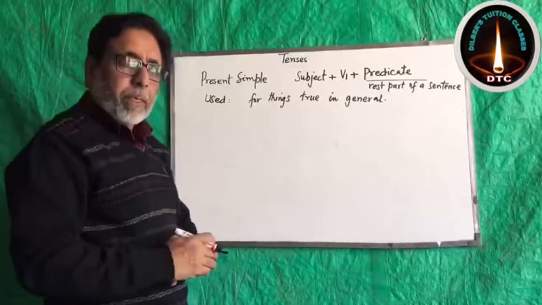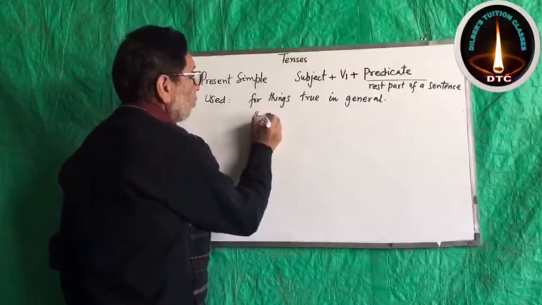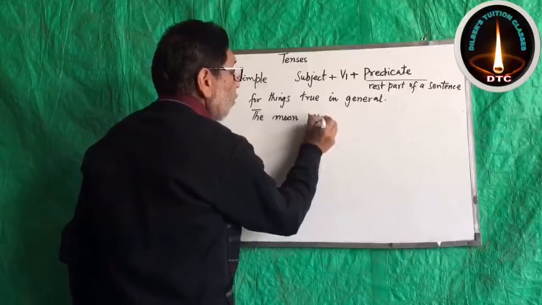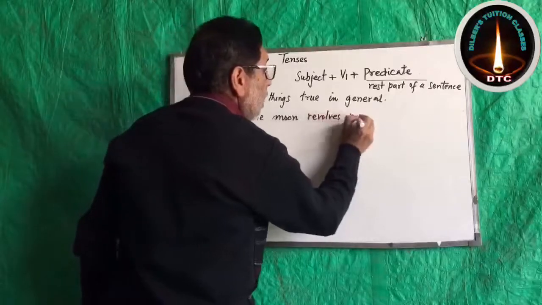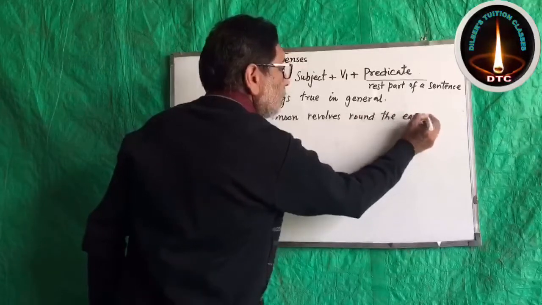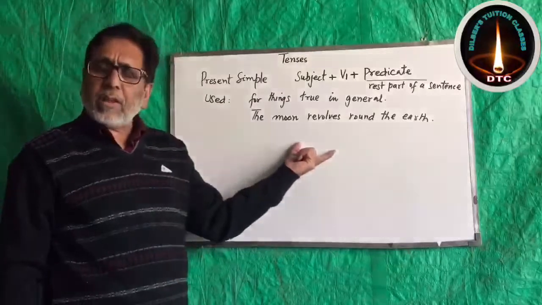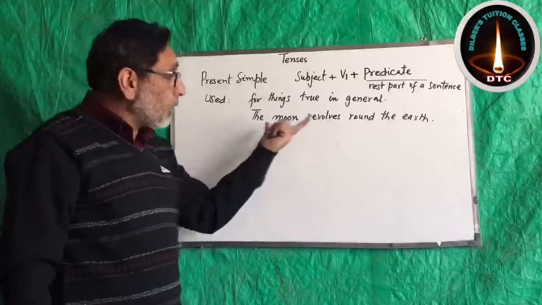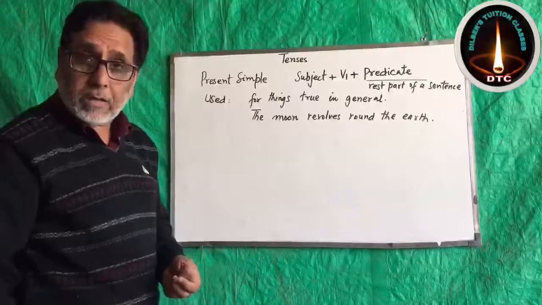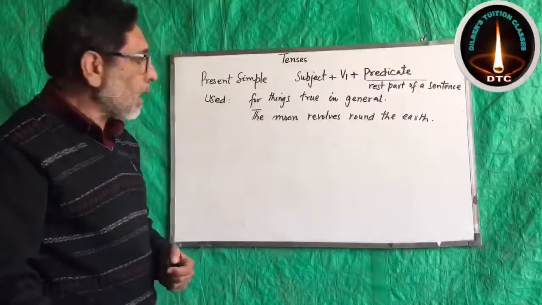For example, if I say, the moon revolves round the earth. Now you see, this is true in general because it is a universal fact. The moon revolves round the earth. The stars shine in the sky.